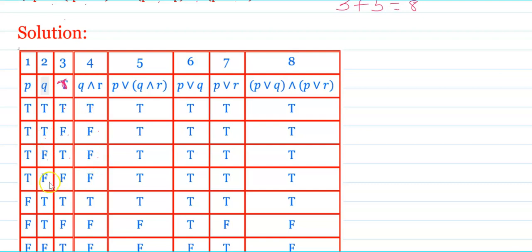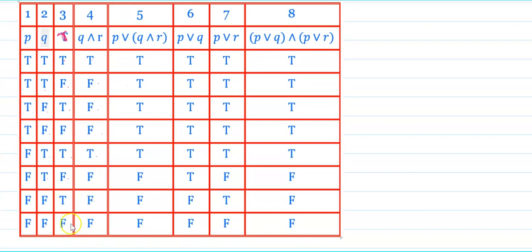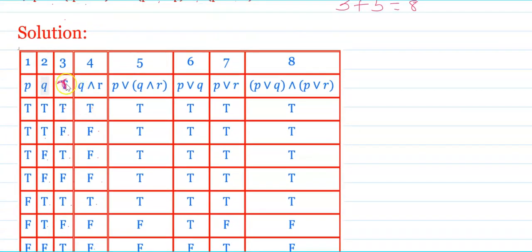F and T is F. F and F is F. T and T is T. T and F is F. F and T is F. F and F is F. This is the and between the second and the third one.